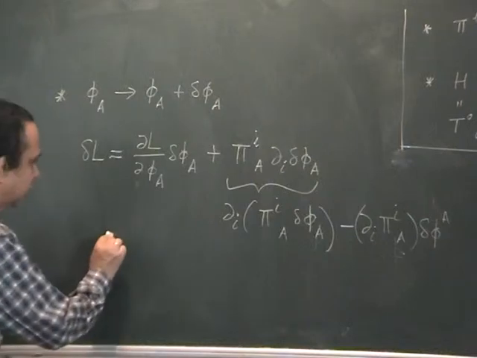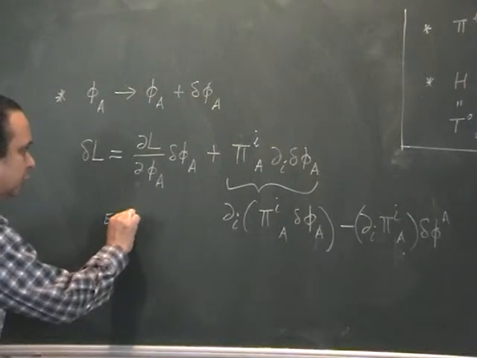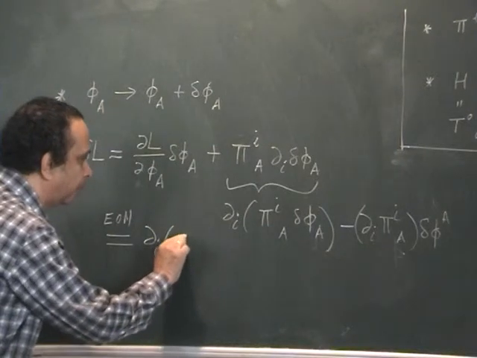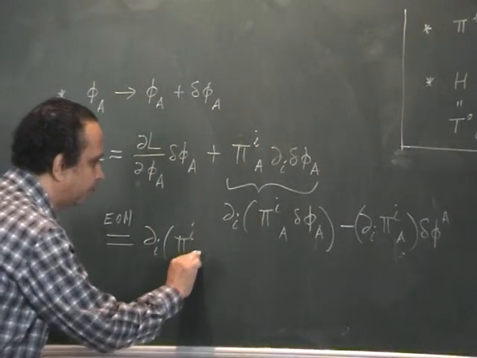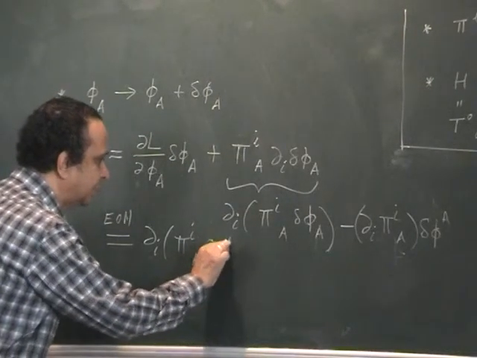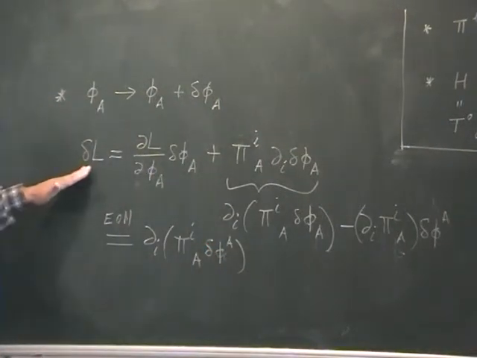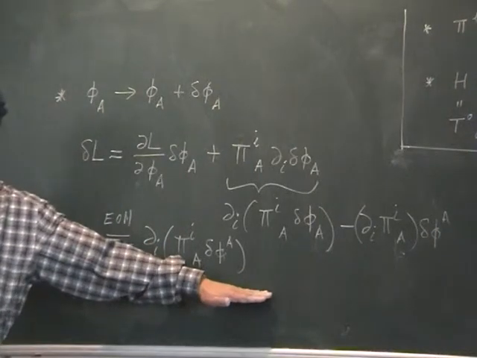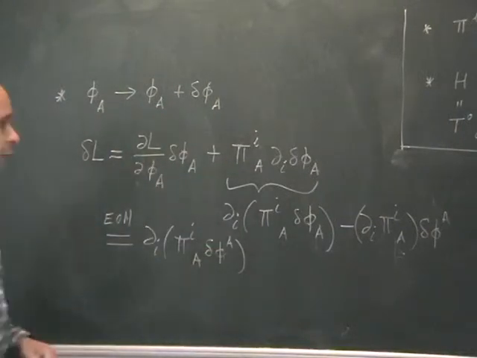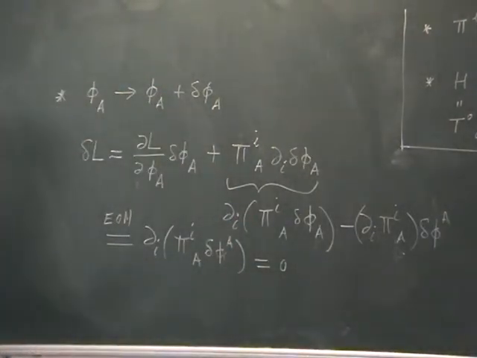So under the condition that the equations of motion hold, you get this to be ∂_i of π^i_A δφ^A. Just for fancy, I'll put A on top. So the Lagrangian changes by this divergence, okay? But we said that the Lagrangian does not change. Therefore, this is equal to 0. So you get a nice conservation law.